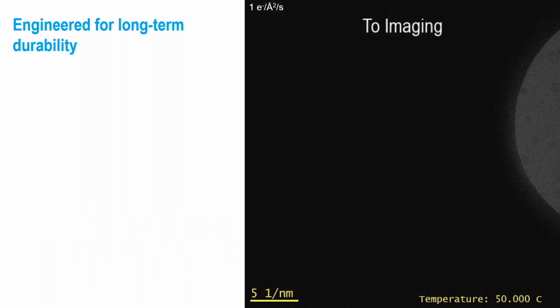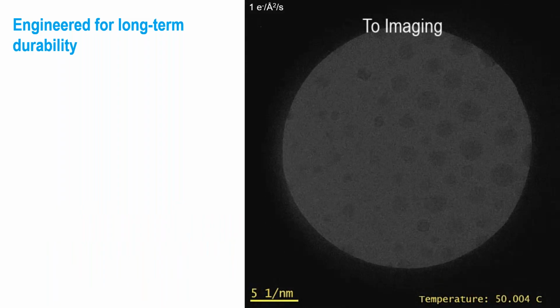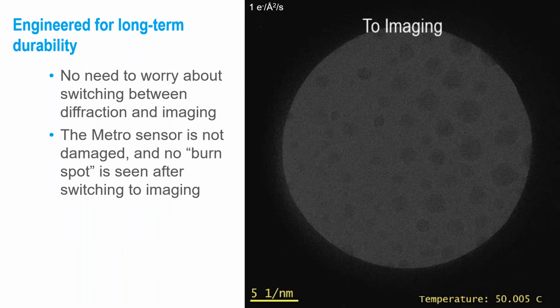The Metro camera is also engineered for long-term durability. So I don't know if any of you watching this already have been wondering, have they damaged the camera? Is all this diffraction decreasing the lifetime of the detector? And I would say emphatically the answer is no. All of this diffraction data that I've showed has not damaged the Metro camera.